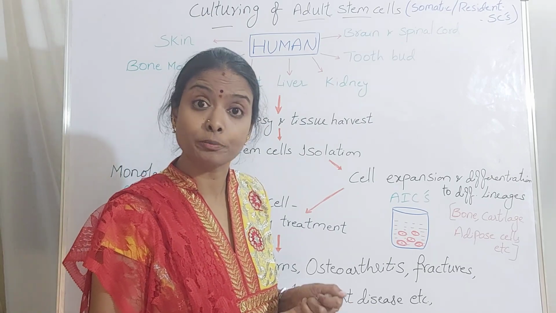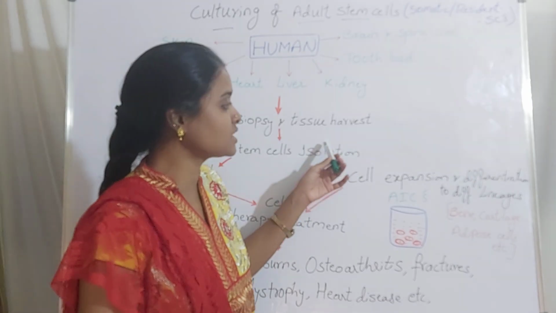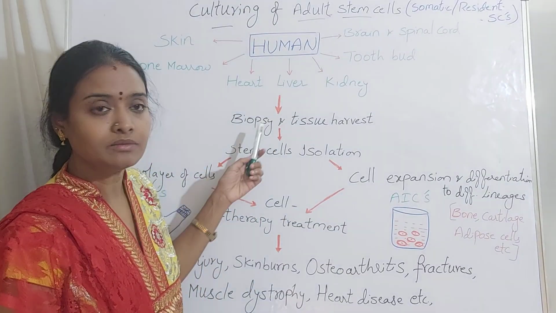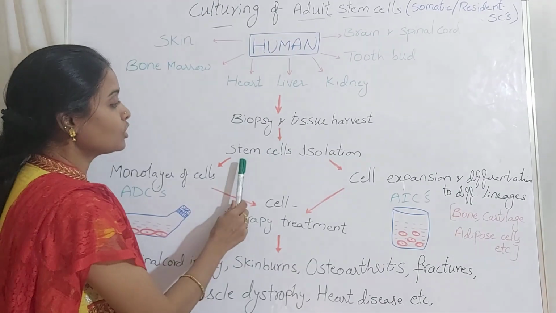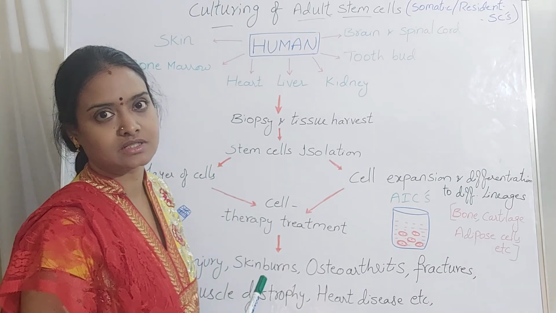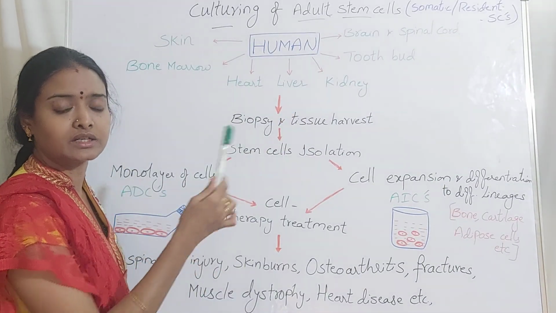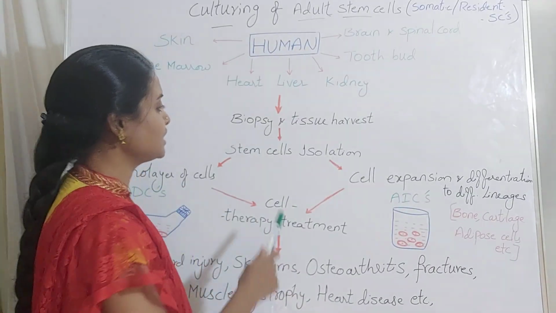In order to obtain stem cells, you want only the stem cells now. You don't want to produce any specialized cells here. So first it is a biopsy, then tissue harvest, then after culturing you are going to isolate the stem cells. Right? Separate any other contaminating tissue or contaminating cells and isolate only the stem cells from that culture.